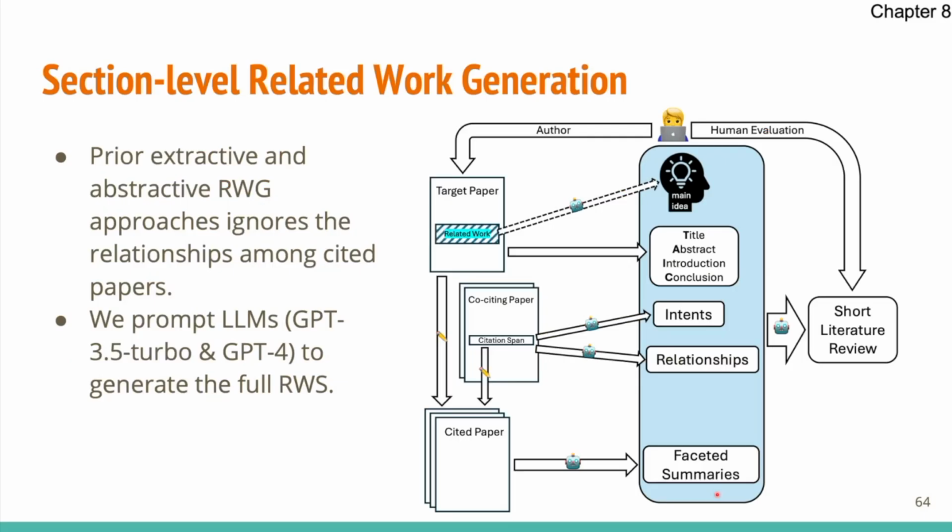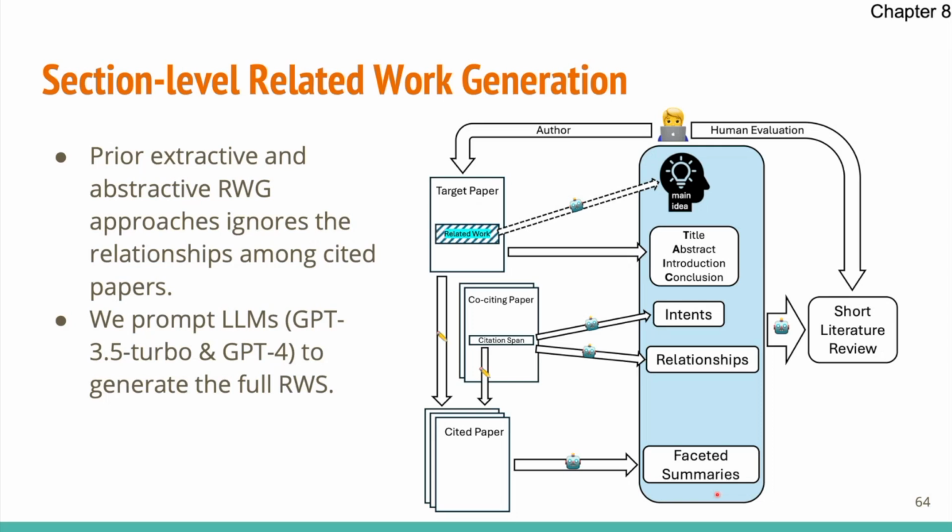So as a background, the previous extractive related work generation extracted salient sentences from the cited papers and concatenated them all together as an output of the related work section. So there's no transition sentences considered at all. While previous abstractive related work generation works worked on generating individual citation texts before LLM came out. So as a result, both prior extractive and abstractive related work generation approaches ignore the relationship among the cited papers in the related work section.